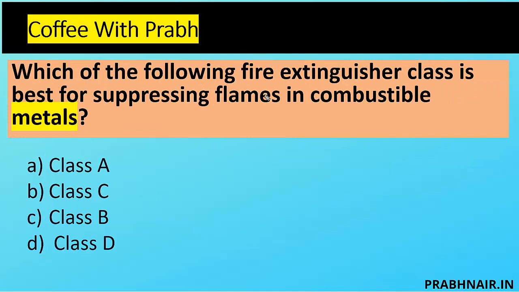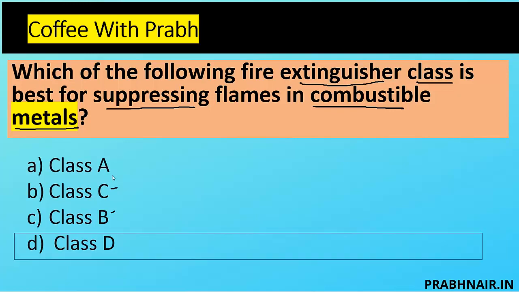Okay, so next is, which of the following fire extinguisher class is best for suppressing flame in combustible metal this time. A stands for ash, C stands for current, B for boil, but the question is talking about metal. When a metal gets burned, it gets dry, so we need to use dry powder to prevent any incident. That is why the answer is D for delta. Let me check. Yes, D for delta. So we are done with the three coffee shots so far. Let's move to the next coffee shot.